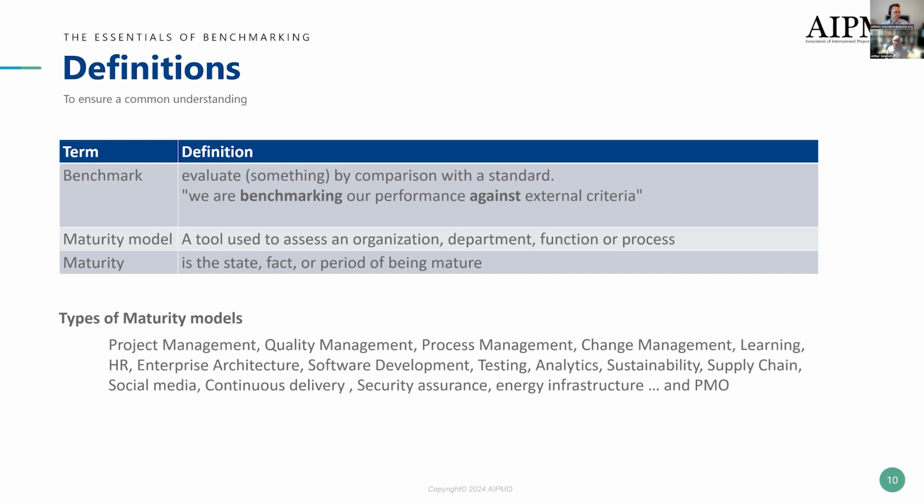Then we have the maturity model, which is the tool that we use to assess our organization, in this case our PMO. And then we'll also understand what state we are in. Maturity is the state of being mature on a scale, so how mature you are against something that you set out initially. There are different types of maturity models.